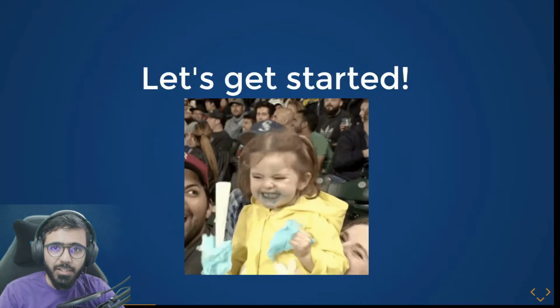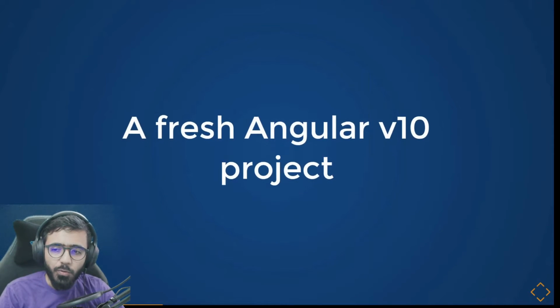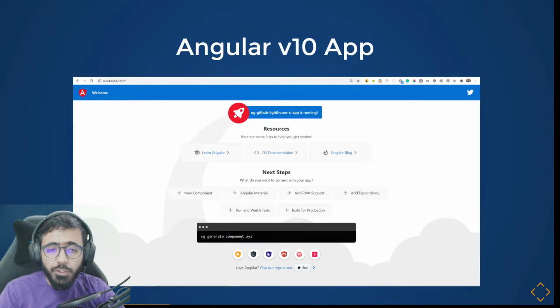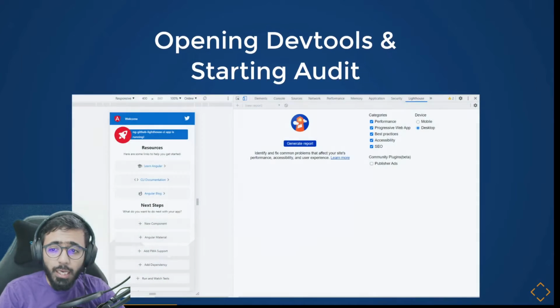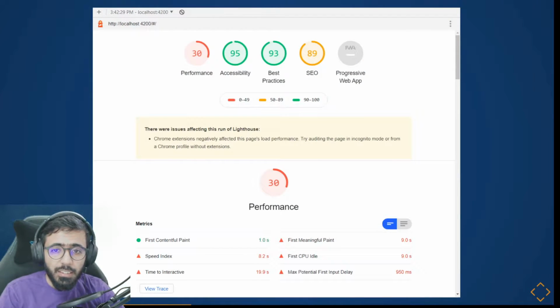So let's get started. I'm sure that you're as excited as I am for this talk. What we are going to do here is start with a fresh Angular v10 project, and then we are going to analyze the performance as we go. If we just create a project with Angular CLI using ng new, this is what we get. It has a really nice UI, but let's talk about the performance. If we go to DevTools and generate a report out of it, this is what we see. It starts running the audits, and then once it's done, this is what we have.